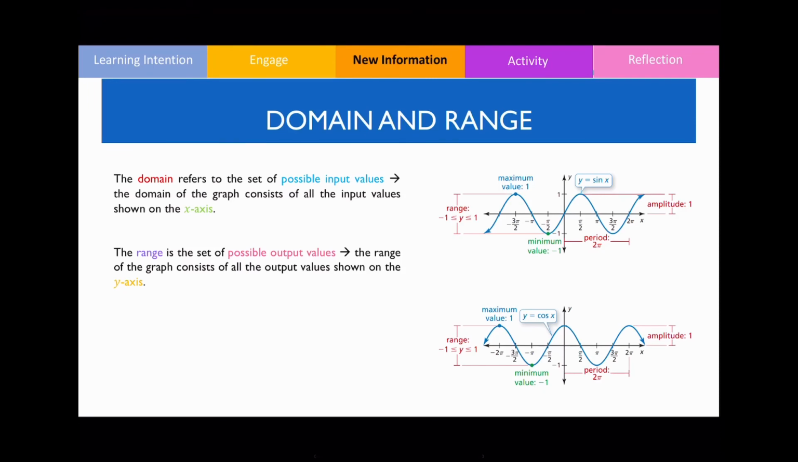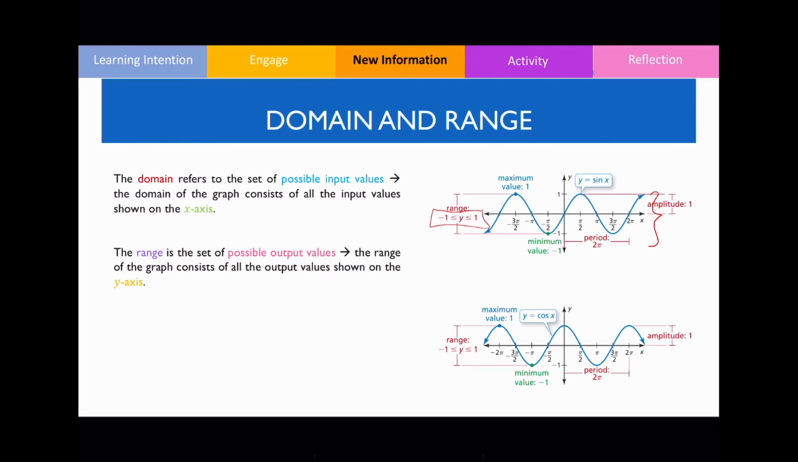So as you can see over here, your range is all the y values that the graph could possibly be. And in this case, it's confined in this particular space over here, so between -1 and +1. So that is your range, okay? And the way that you write your range could be in this particular notation.